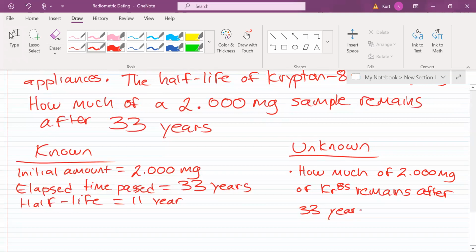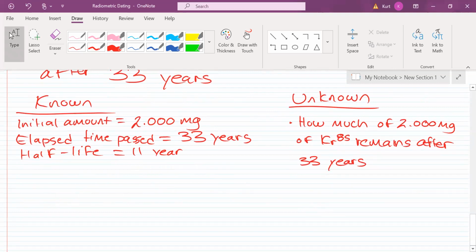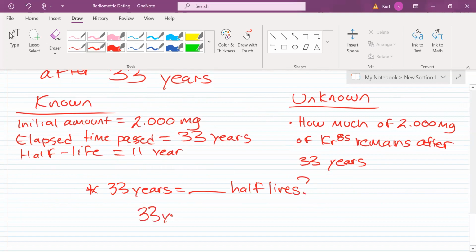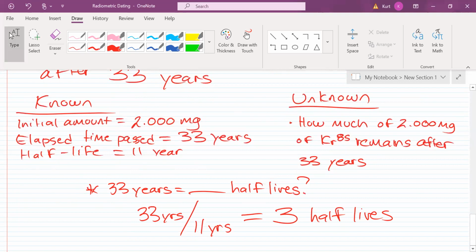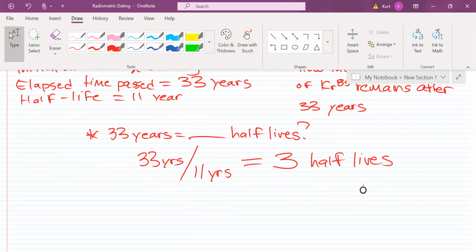33 years. Okay? So, you need to try to figure out how many half-lives are there in 33 years. 33 years equals blank half-lives. That would be 33 years divided by the length of one half-life, 11 years, that's going to equal 3. 3 half-lives. So 33 years is 3 half-lives. 33 years, which is the amount given, divided by the length of one half-life, which is 11 years, that's going to be 3 half-lives. So now all you have to do is simply plug in your values.